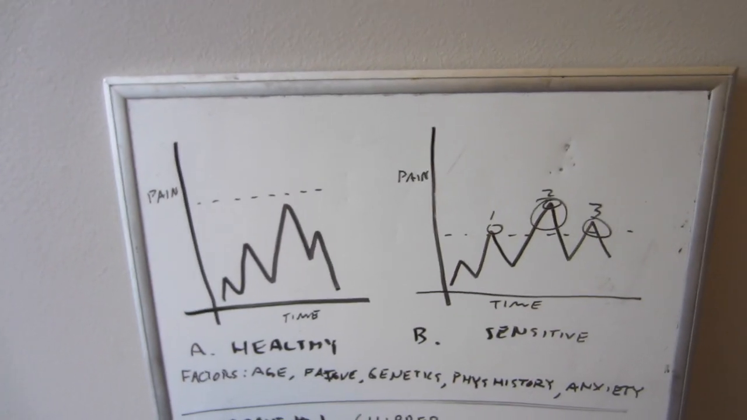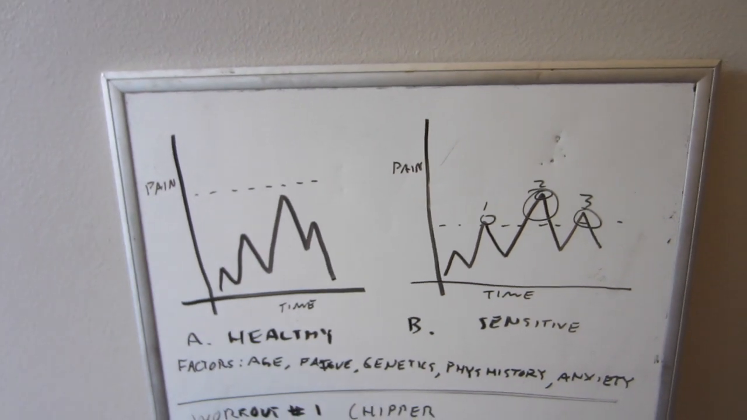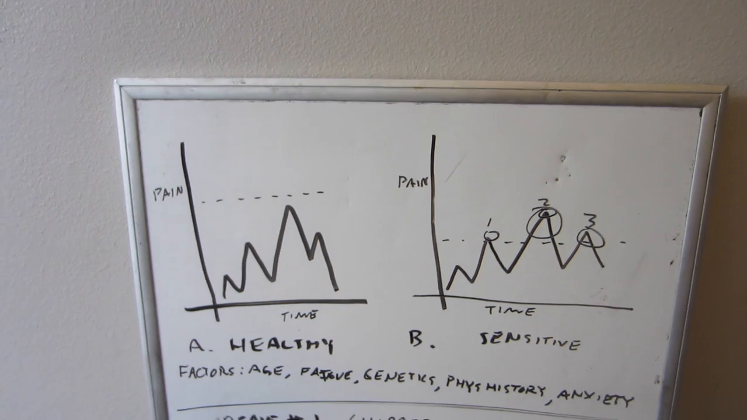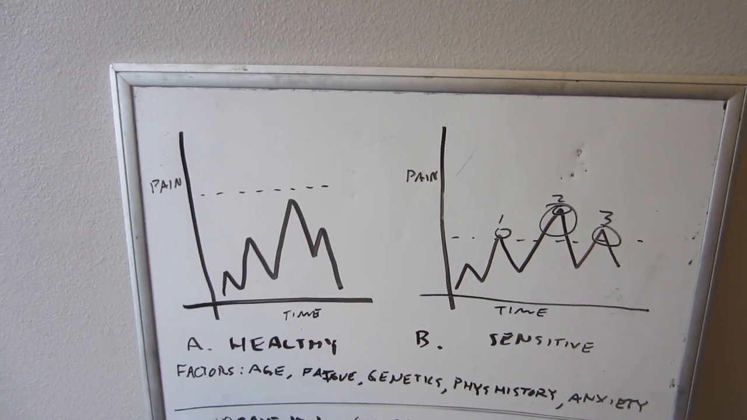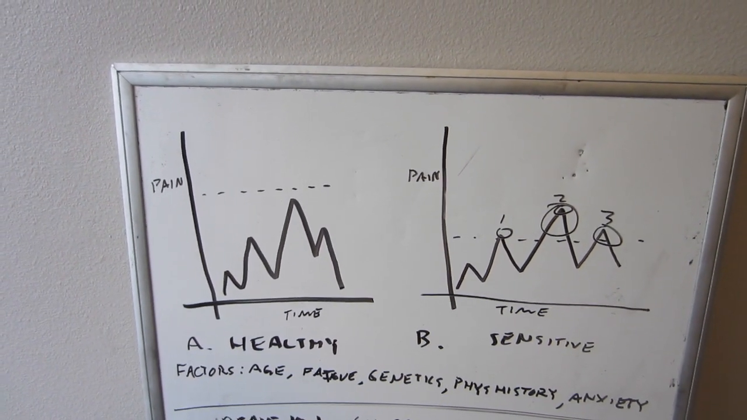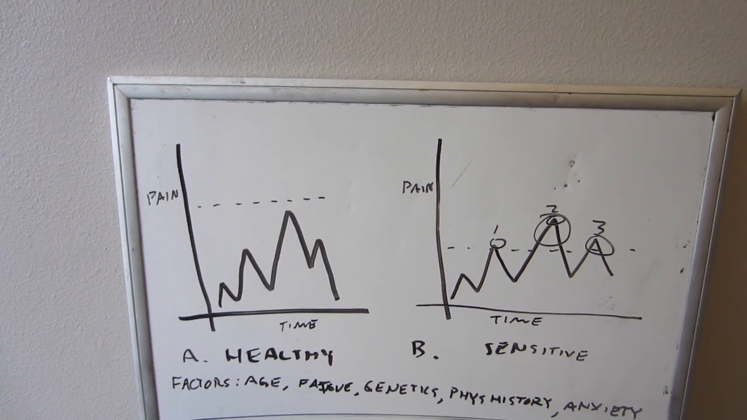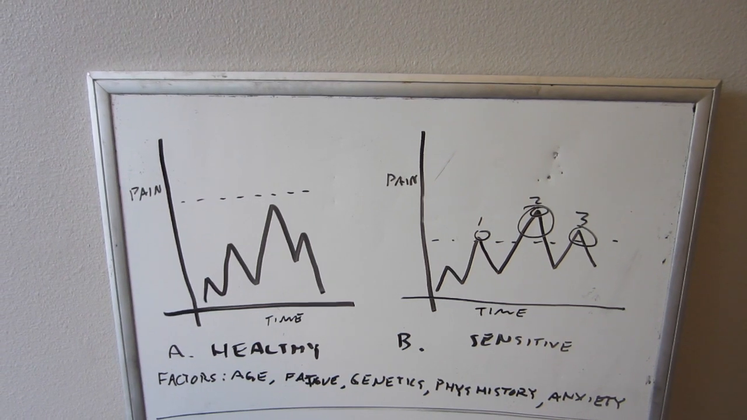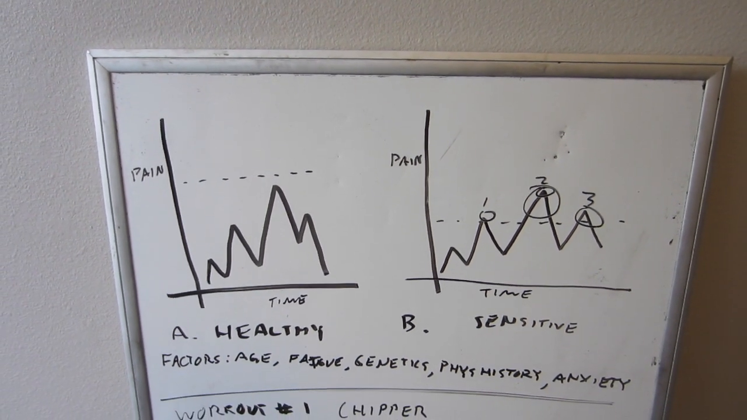I'm going to speak just a little bit about pain thresholds and why it's important to know what pain is and how you can deal with it. So on the left side, we have a healthy individual, okay? On B, not to say that they're not a healthy individual, but they just sprained their ankle, okay? So they have a little bit more sensitivity.